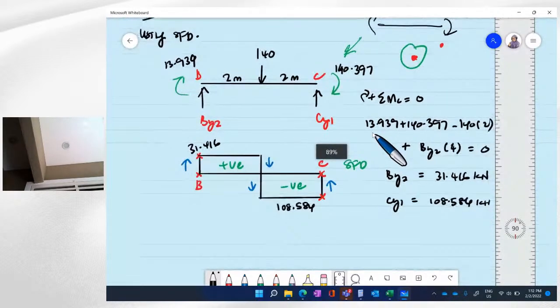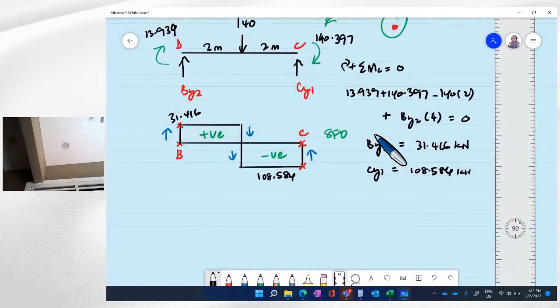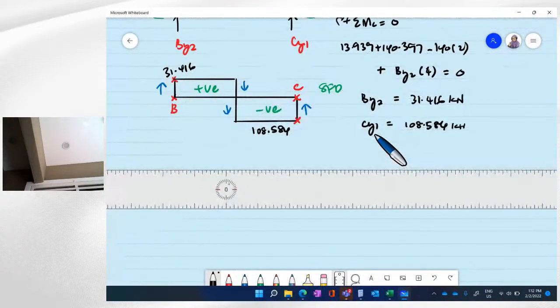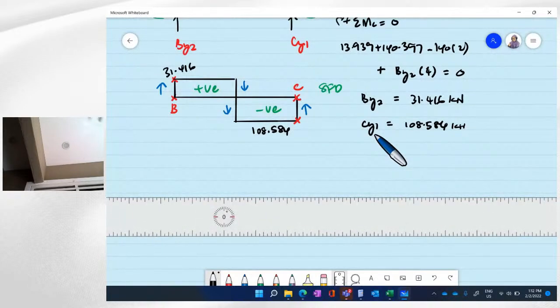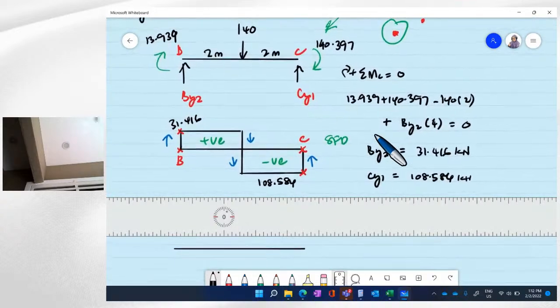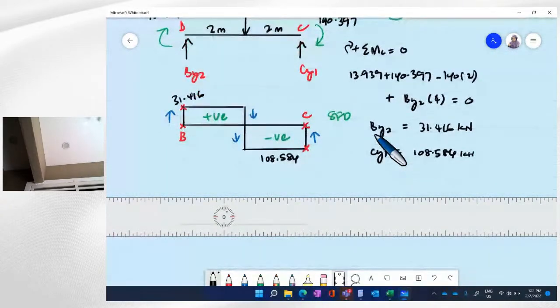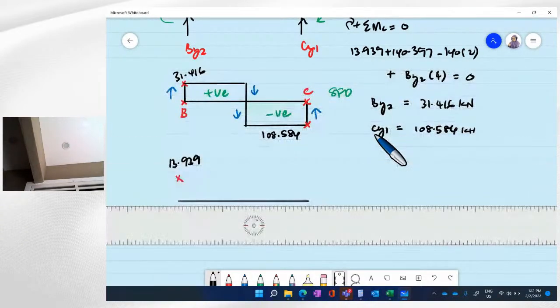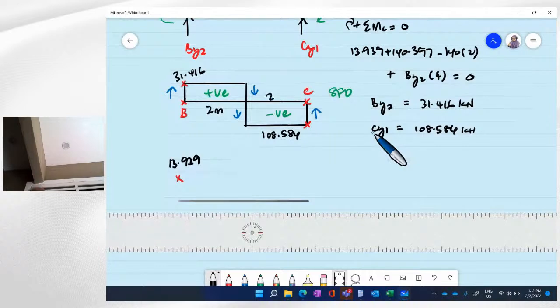Okay, having this, we will draw the bending moment diagram. The first moment is 13.939. 13.939 plus with area. Okay, this is 2 meter, 2 meter.